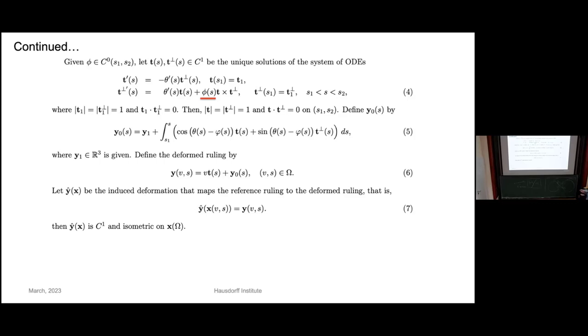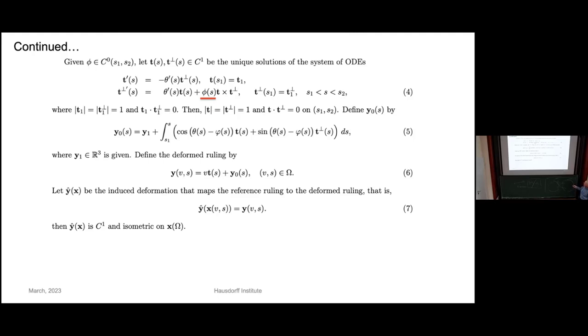These are ODEs for T and T perp. They remind me of your talk, with these cross products and so forth. There may be some connection, I don't know. Anyway, then you get a formula. So there's a formula you write down for the deformed crease. And then, using the solution of these ODEs, you can also write a formula for the deformed rulings.